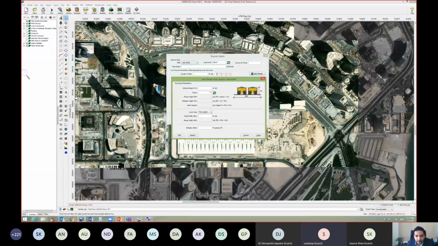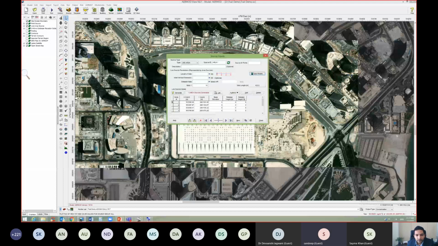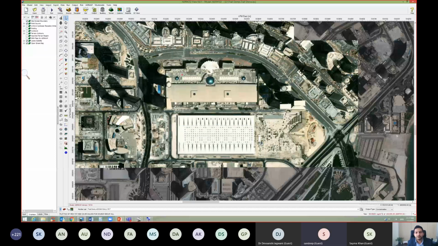Since this is for demo purposes, we would not be able to go into all of it. It is a very time consuming activity, but yes, you can always write to me on my email if there are any specific queries.